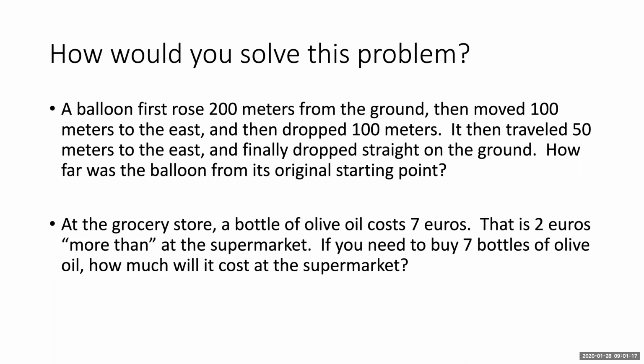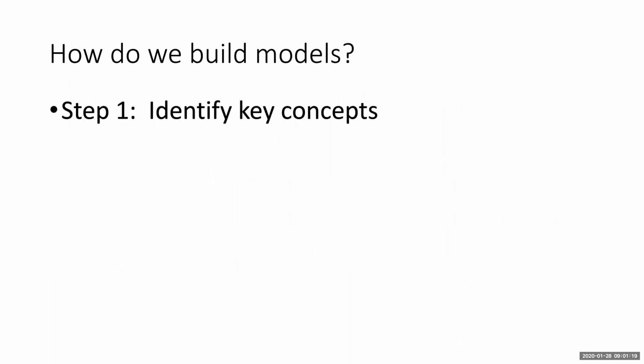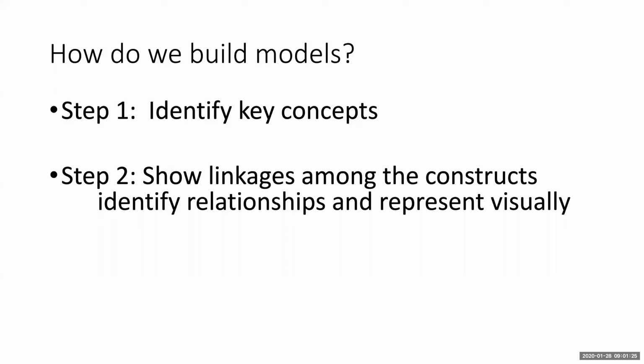Think about it. Okay? When we identify those key concepts, we show linkages among the constructs or identify relationships so we can represent them visually. And again, my example with the balloon for me is drawing the line and moving around. Some of you may not have to do that. Some of you may be looking at the olive oil question and wondering when I'm going to tell you the answer, you can figure that out, okay?